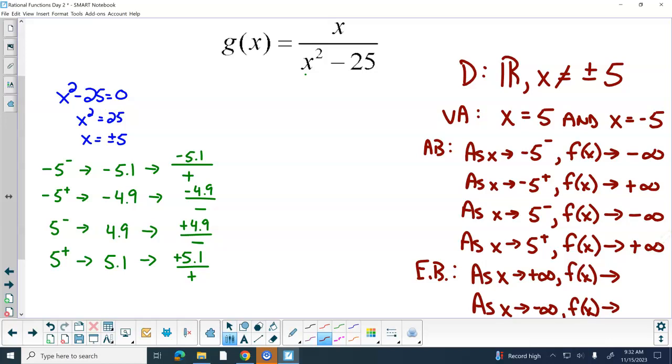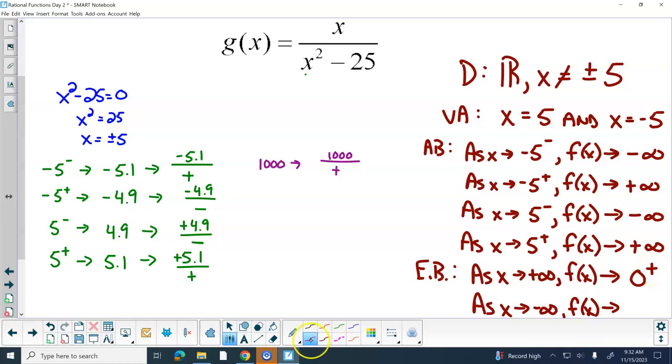Now if I check my end behavior, if I go with a big number, like let's say 1,000, I would have 1,000 over a really big positive number, right? Because 1,000 squared is going to be 1,000,000 minus 25 is 999,975. So that's going to go to 0 from above.